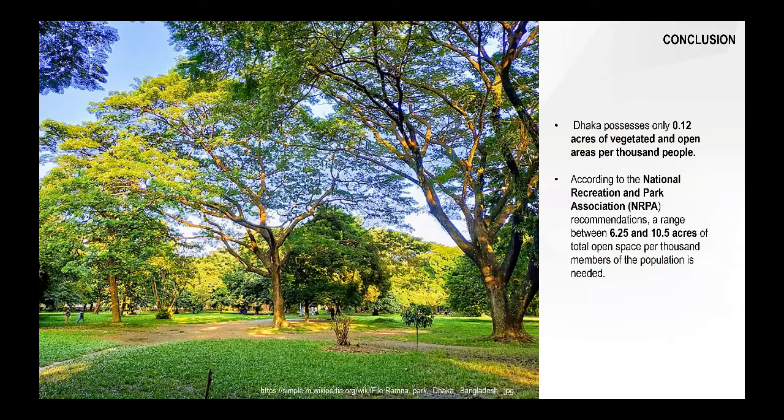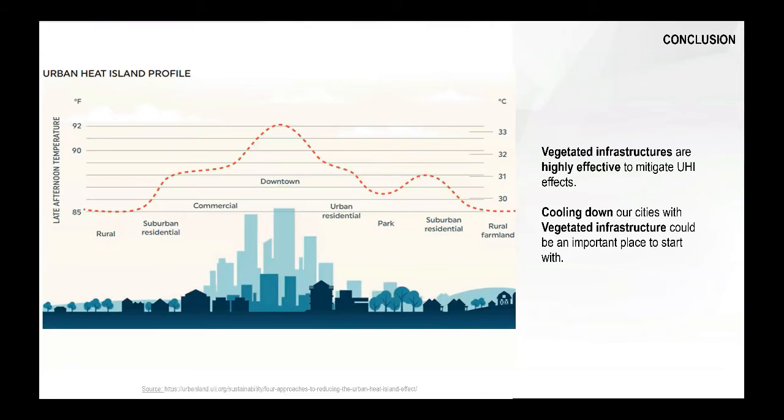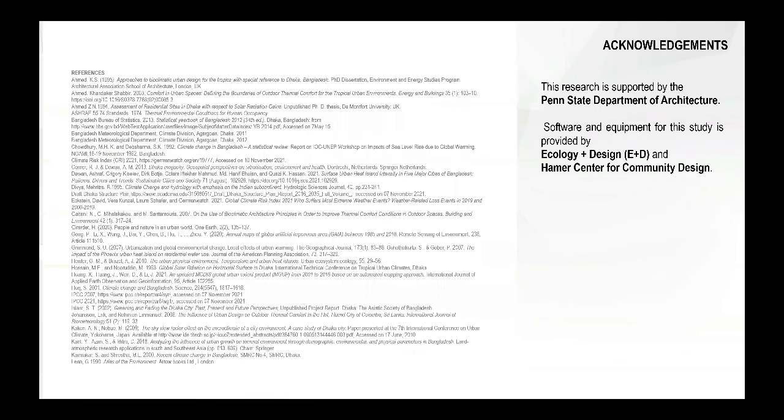And right now, Dhaka has much lower green spaces. So it is high time we create the green database. And as the next step of the research, we can create a probable guideline to reform the design concept of Purbachal. So in conclusion, we can say green vegetated infrastructure is highly effective to mitigate the urban heat island effect, and cooling down the city with vegetated infrastructure is a great point to start with.